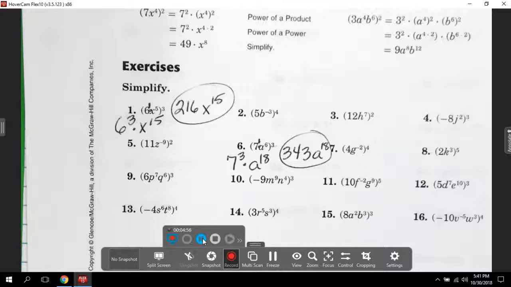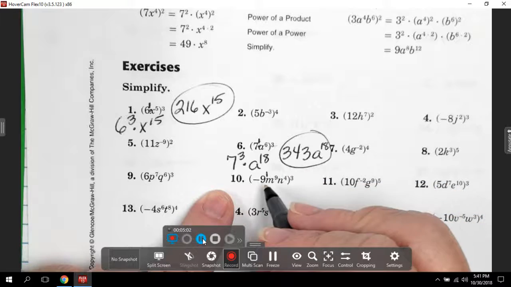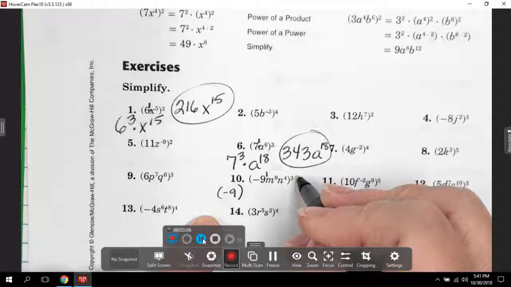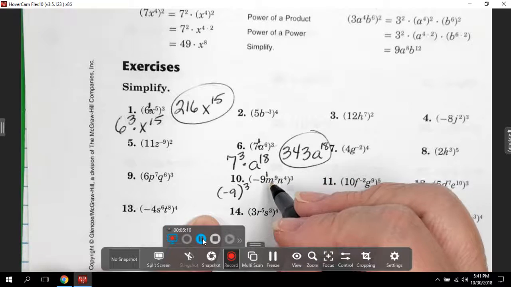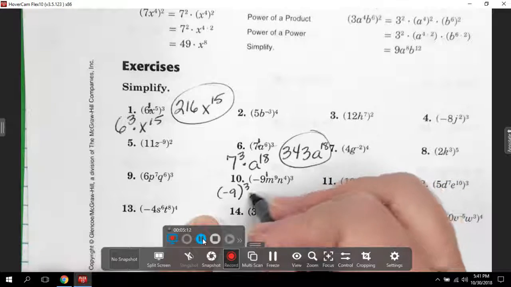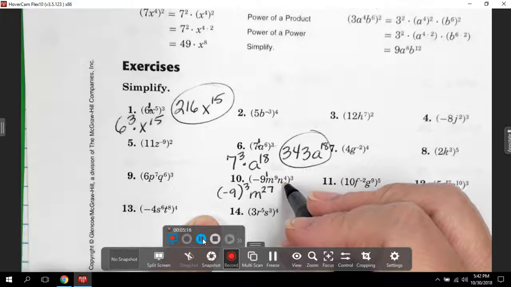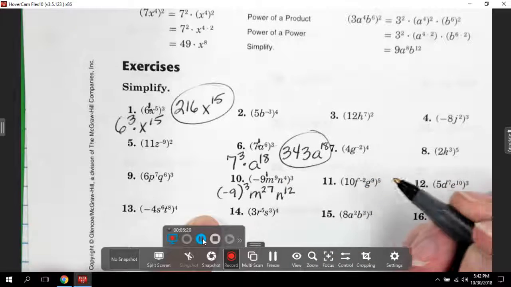Let's go with problem number 10. There's an exponent of 1, negative 9. 1 times 3 is 3, so that's negative 9 to the 3rd power. m to the 9th raised to the 3rd is m to the 27th power. n to the 4th raised to the 3rd is going to be n to the 12th power.